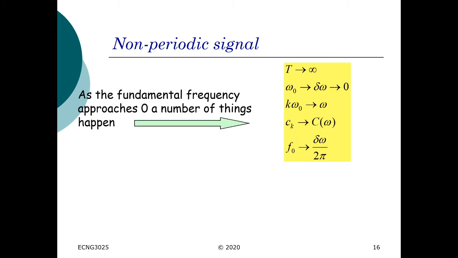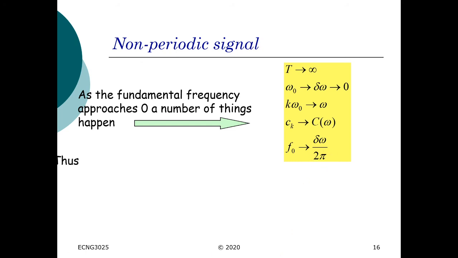So as the fundamental frequency approaches 0, all these limits here are being affected. This means that T here tends towards infinity. Omega naught, because omega naught is a function of the fundamental frequency, will tend towards 0, meaning that any small change being represented as delta omega will also tend towards 0. k omega naught here will tend towards a general omega. Our c_k factor will tend towards c omega. Or the fundamental frequency here will tend towards delta omega, where delta omega is a very small change in frequency, divided by 2 pi.